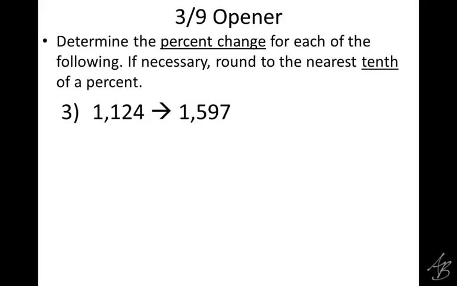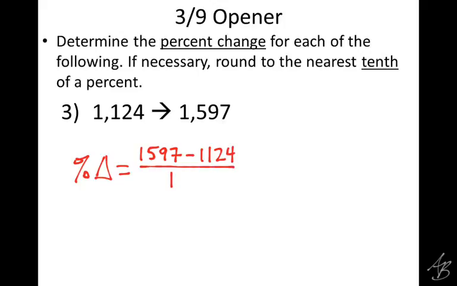All right, this last one, the numbers are a little bit bigger, but the formula is going to be the same, right? So who wants to help me with this one? All right, percent change equals 1,597 minus 1,124 divided by 1,124 times 100%. All right, and what does the calculator give on this one? 42.08185.